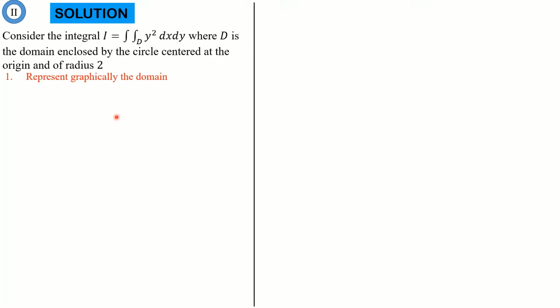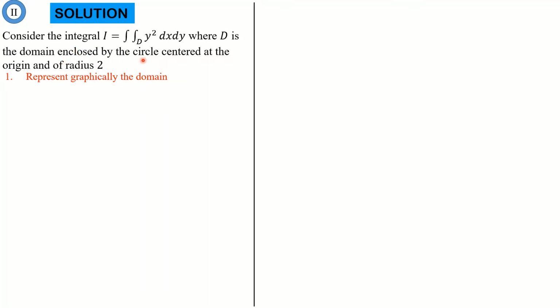So we begin with the first part of the question, which is asking us to represent graphically the domain, that is the domain D. So I would like us to first of all get the analytical expression of this domain D before we graph it. So firstly, we're being told that the domain D is enclosed. That's the first word, enclosed.